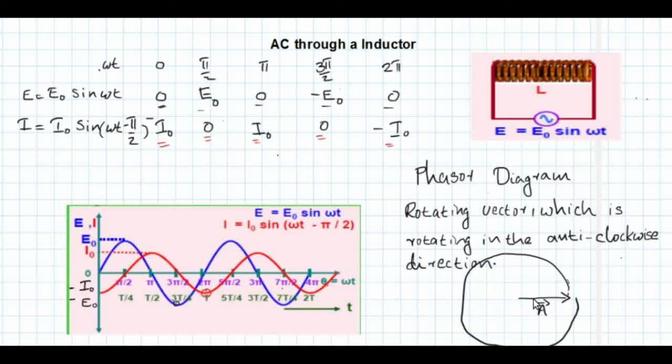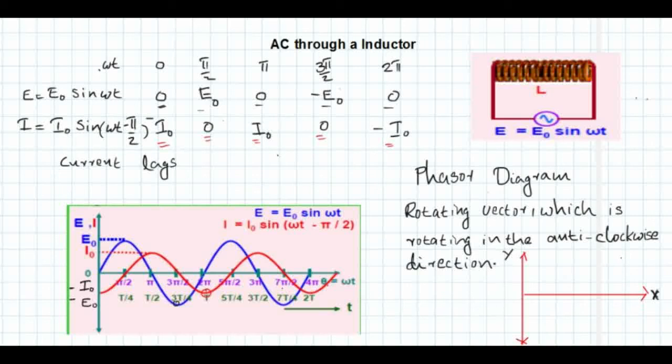And if there is one more vector with a different value for omega t, then their variation will show the phasor diagram of the inductor. So here we have plotted a graph with the x and y axes respectively.